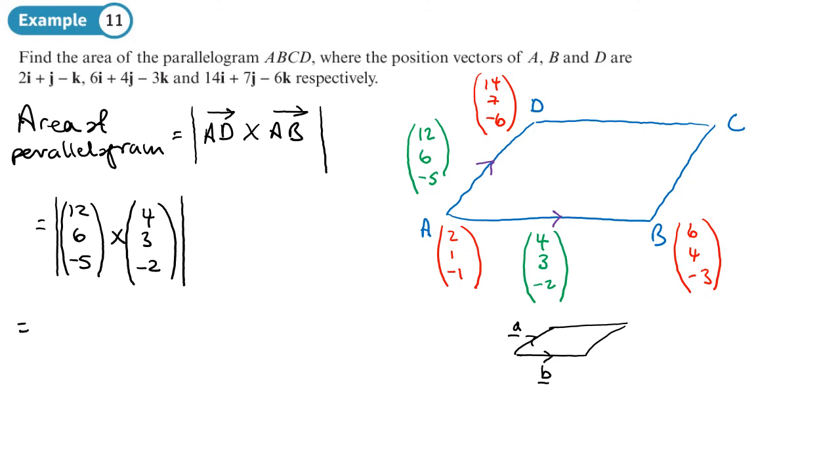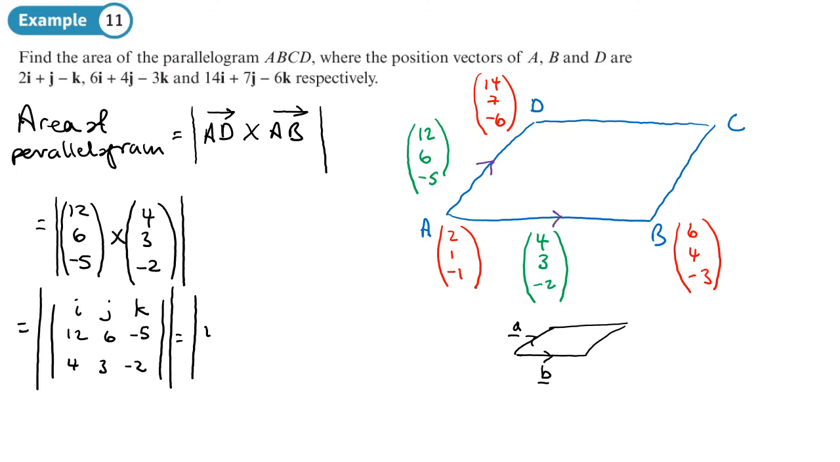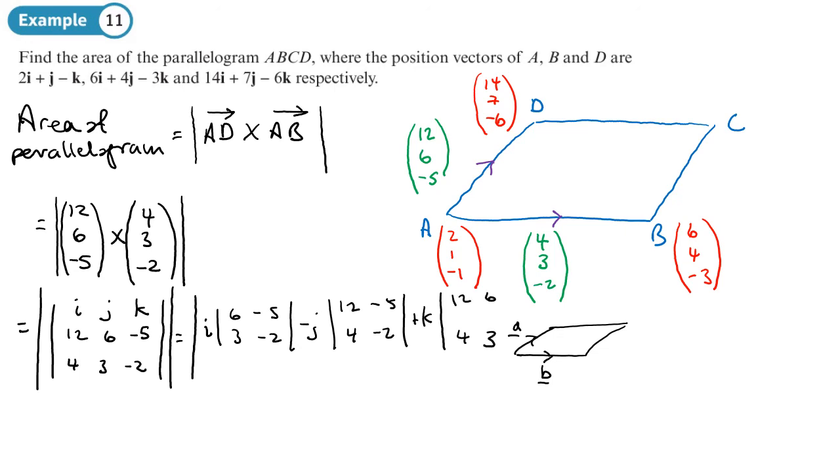So we'll use the determinant method. So i, j, k, and then 12, 6, minus 5, 4, 3, minus 2. So that will be, now we want to find the size of this. So i, and we've got 6, minus 5, 3, minus 2, minus j, and then we'll have 12, minus 5, 4, minus 2, and then plus k. And that'll be 12, 6, 4, 3. Let's get this out the way, so we've got space to finish this off here.